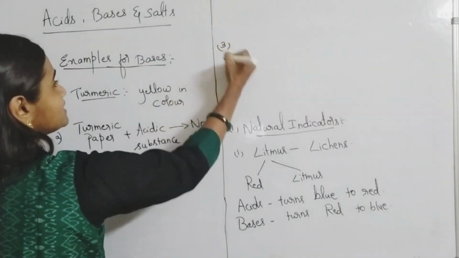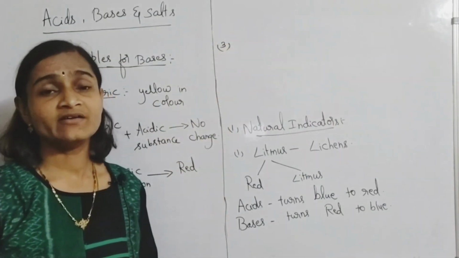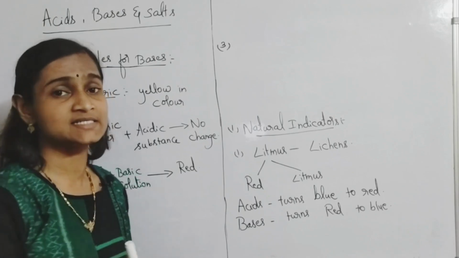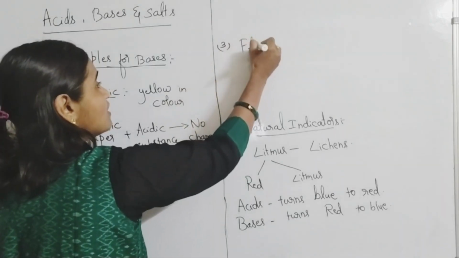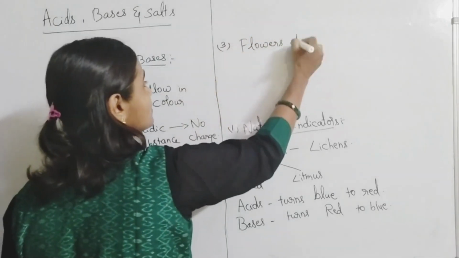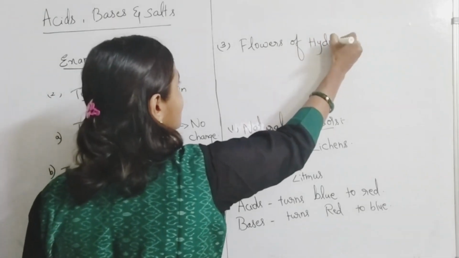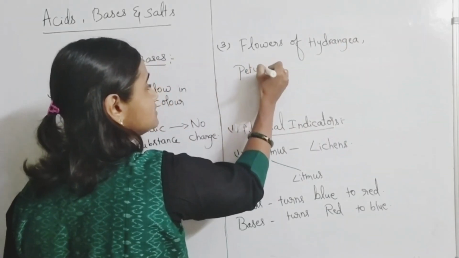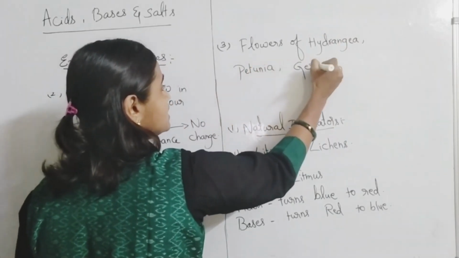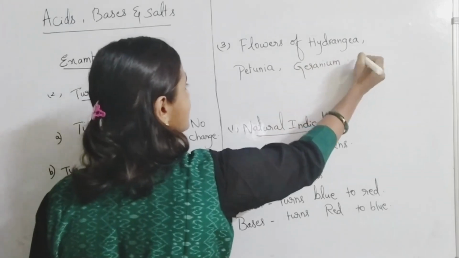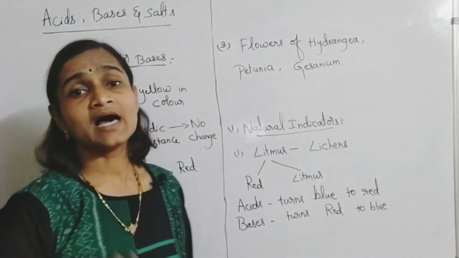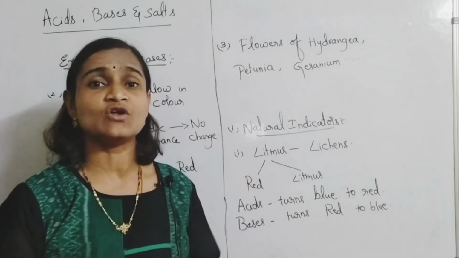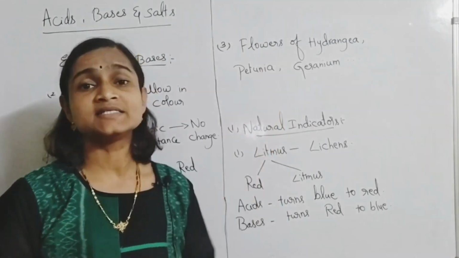Okay, example 3, flowers of hydrangea, petunia, and geranium. These are certain flowering plants. Hydrangea, petunia and geranium are also natural indicator substances. The color of the flowers will keep changing with the change in the acidic or basic nature of the soil in which these plants are planted.